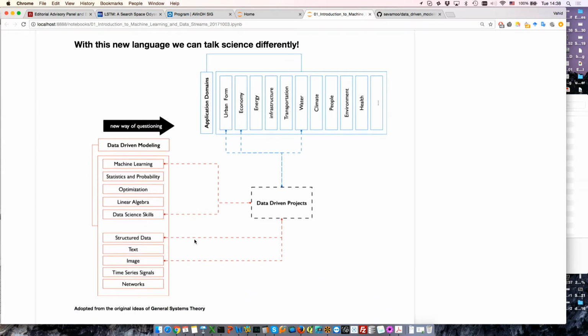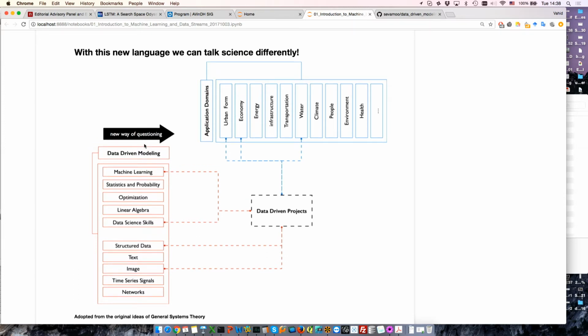But with this concept, in principle, I'm trying to provoke you. I want to be provocative and say that this kind of data-driven modeling is a new way of questioning in science. I think this is a new language, and you can talk science in a different way. Because of that, this has been my journey during the last 10 years.